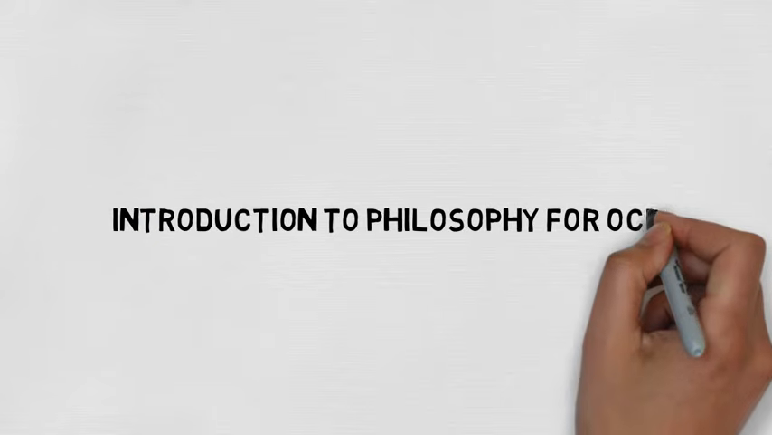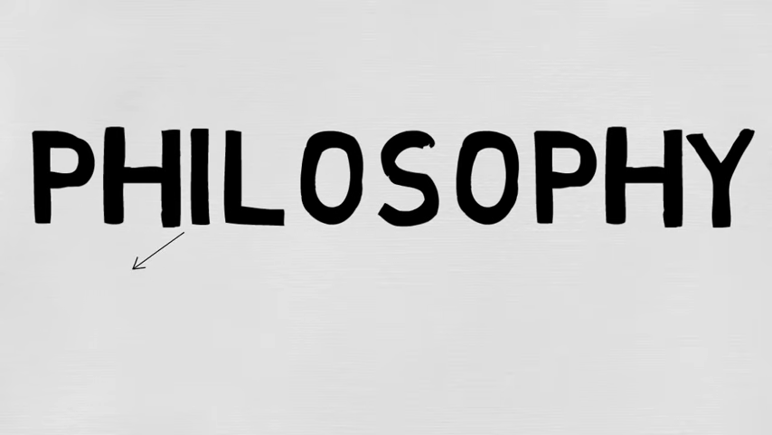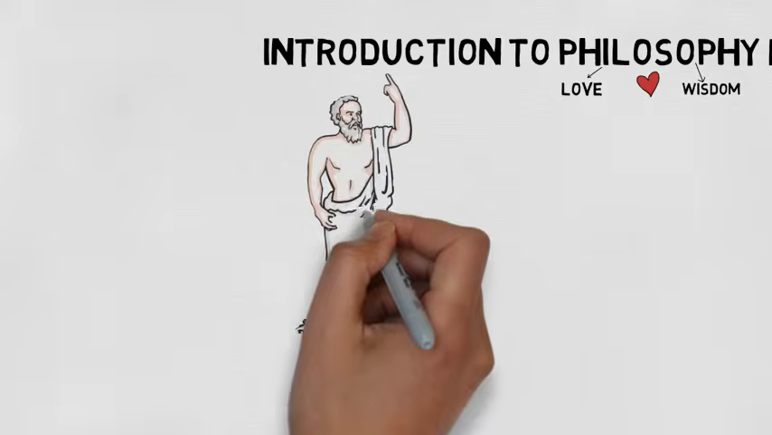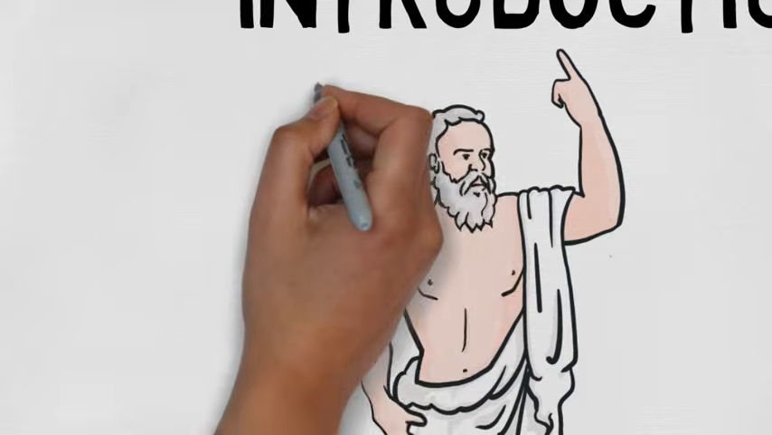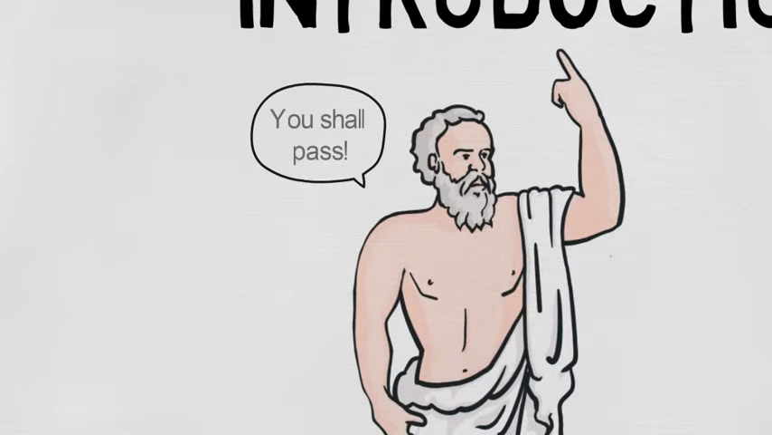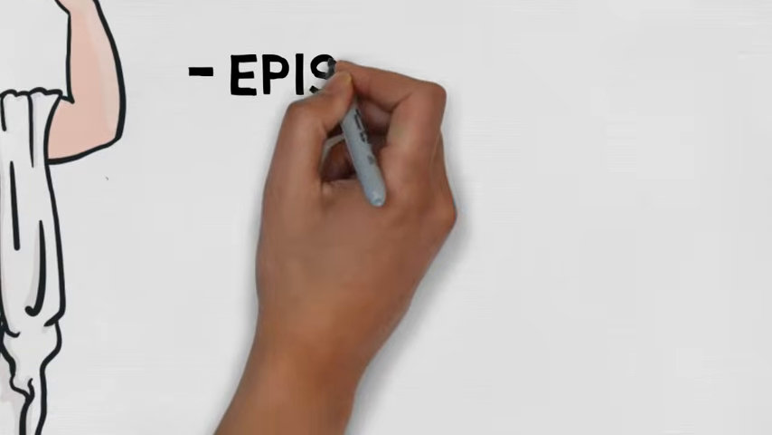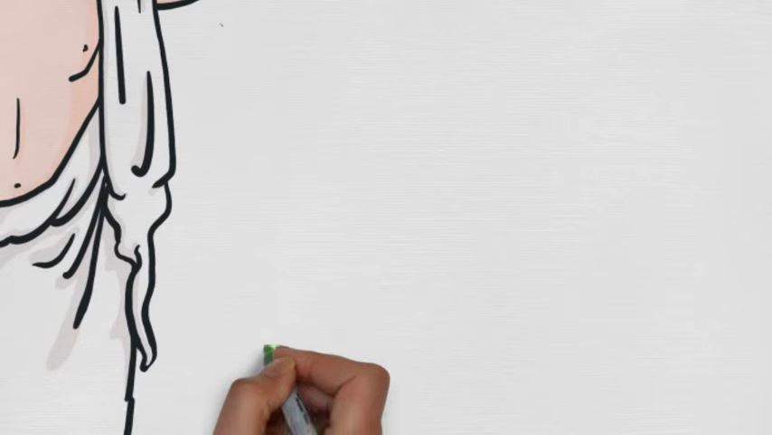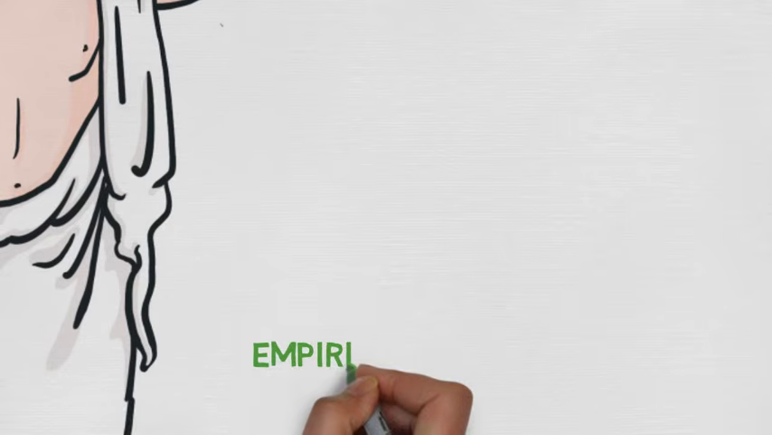Okay, so this is an introduction to philosophy. And the meaning of the word philosophy is the love of wisdom or truth, which comes from the Greek. And there are 3 sections of philosophy that we're going to be studying in the OCR exam. And the first section is epistemology, which is the study of knowledge. In other words, what can we know and how can we know it? There are 2 schools of thought within epistemology that you need to be aware of.